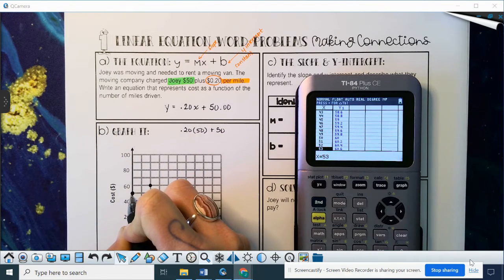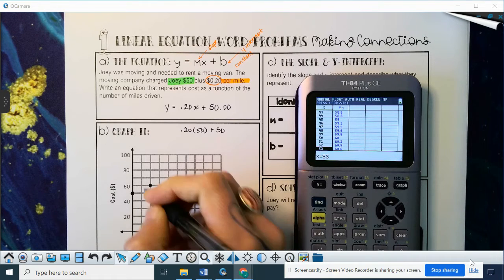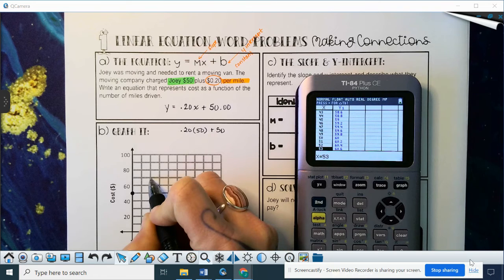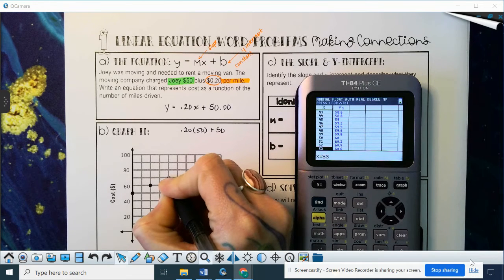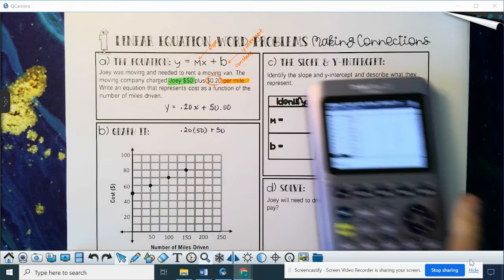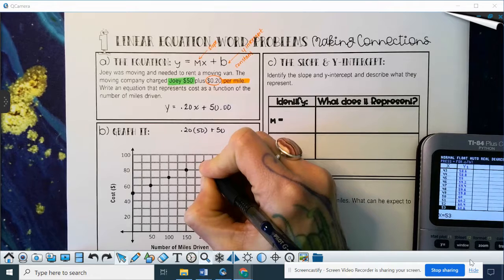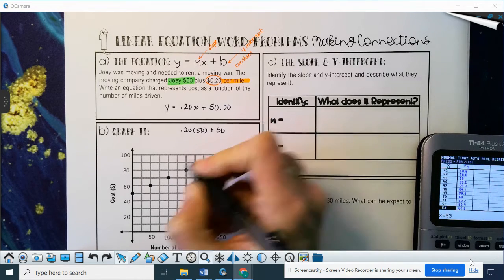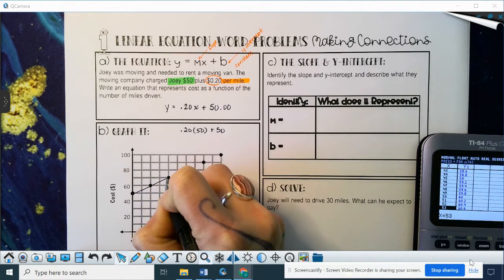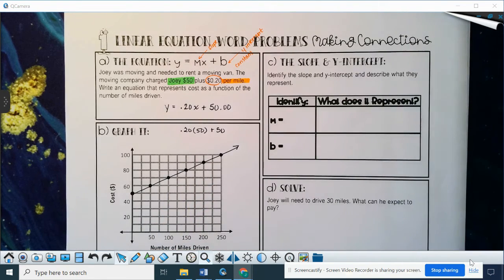And that means it went up 10 and to the right 50. So 1/5, which is 20 cents, right? Up 10 to the right 50, which is two boxes because they're 25 each to get to the next one. And then up 10 and to the right 50 again. It's going to continue to go up continuously, depending on how many miles Joey drives.